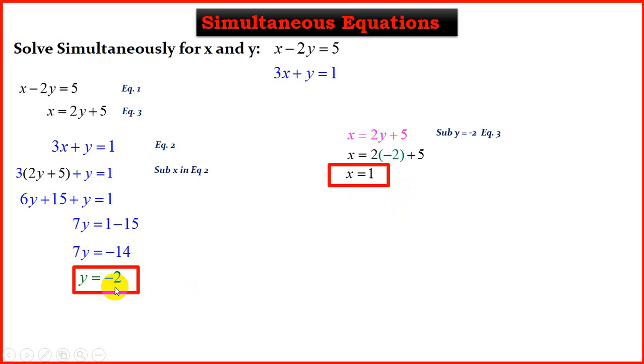We can quickly check our answer if we go back to equation 1, the first equation. If I replace x with 1 and y with minus 2, then that gives me 1 minus 2 times minus 2. Minus 2 times minus 2 gives us a positive 4. And 1 plus positive 4 is equal to 5. So we can see x and y satisfy the equation, and we can now be confident that our answers are correct. Thank you.